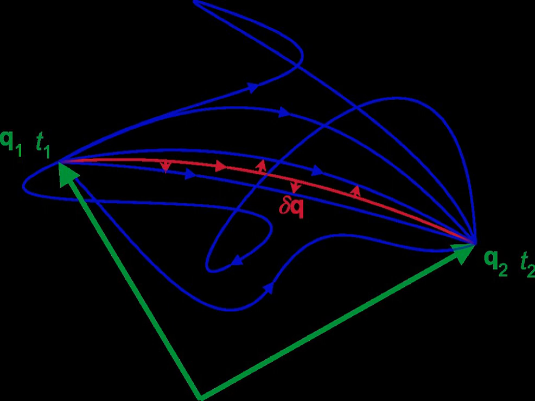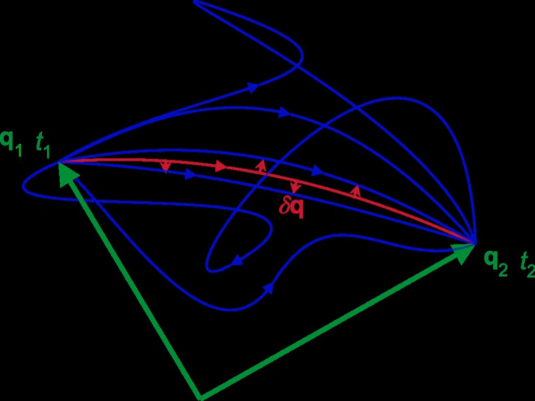In words, this reads: the path taken by the system between times t1 and t2 and configurations q1 and q2 is the one for which the action is stationary, no change to first order. In applications, the statement and definition of action are taken together.